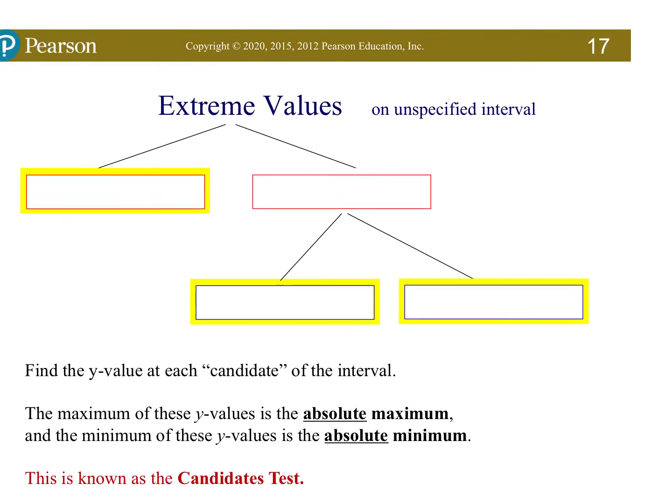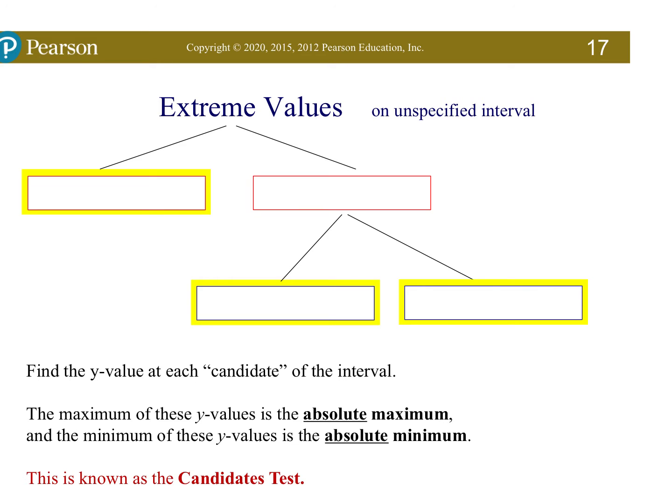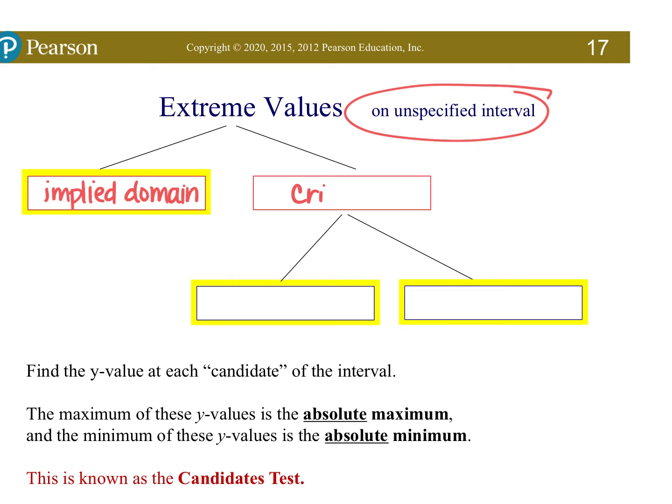All right, so here we go. Otherwise, the process is still the same. So the extreme value process on an unspecified interval, that's what we're talking about. So instead of doing endpoints, you do implied domain. And then you still do critical points. And the critical points are still that the derivative is 0 or the derivative is undefined. Okay, so you really don't have to learn hardly anything new today except remember what an implied domain is.